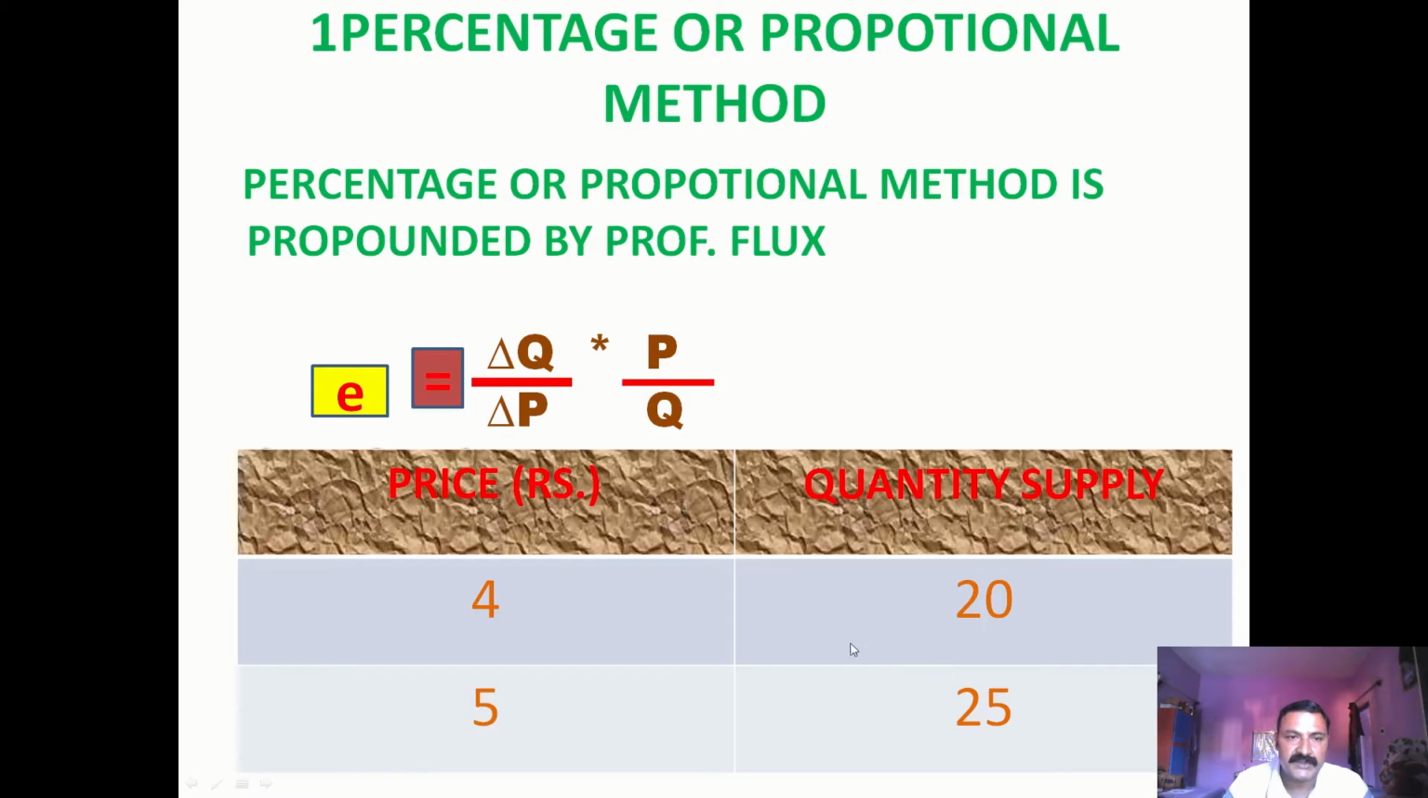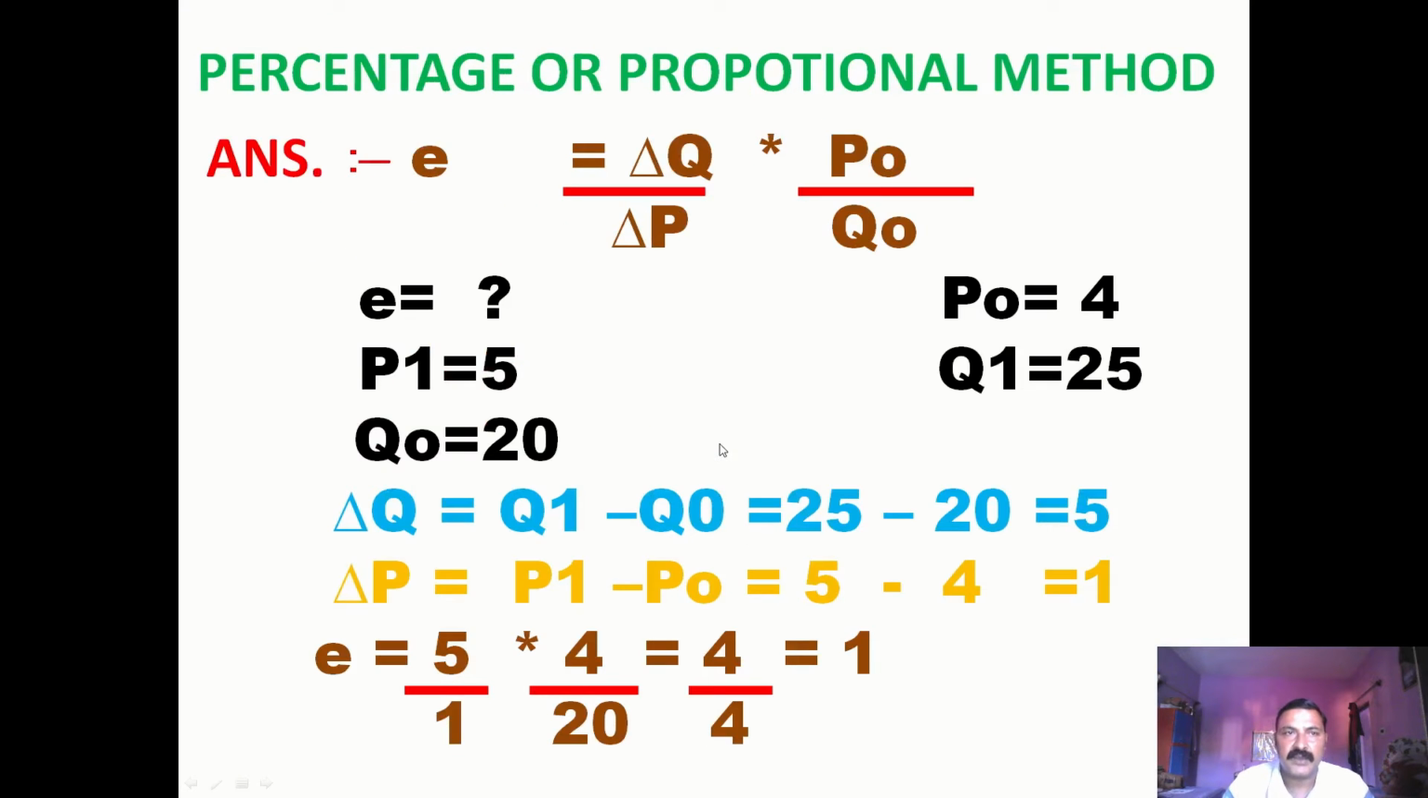The initial price is known as P0 and the changed price is known as P1, and the initial quantity is known as Q0, and the changed quantity is shown by Q1. The new quantity or the new price is known as P1 and Q1. So here is a question for you, and the formula is E is equal to delta Q upon delta P into P0 by Q0. We are using this formula to solve this question.